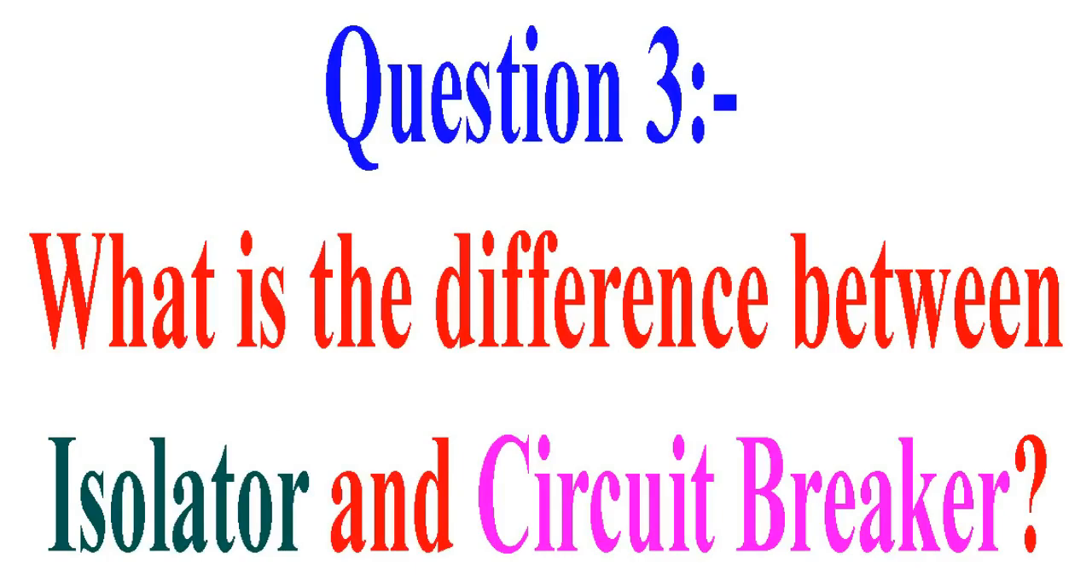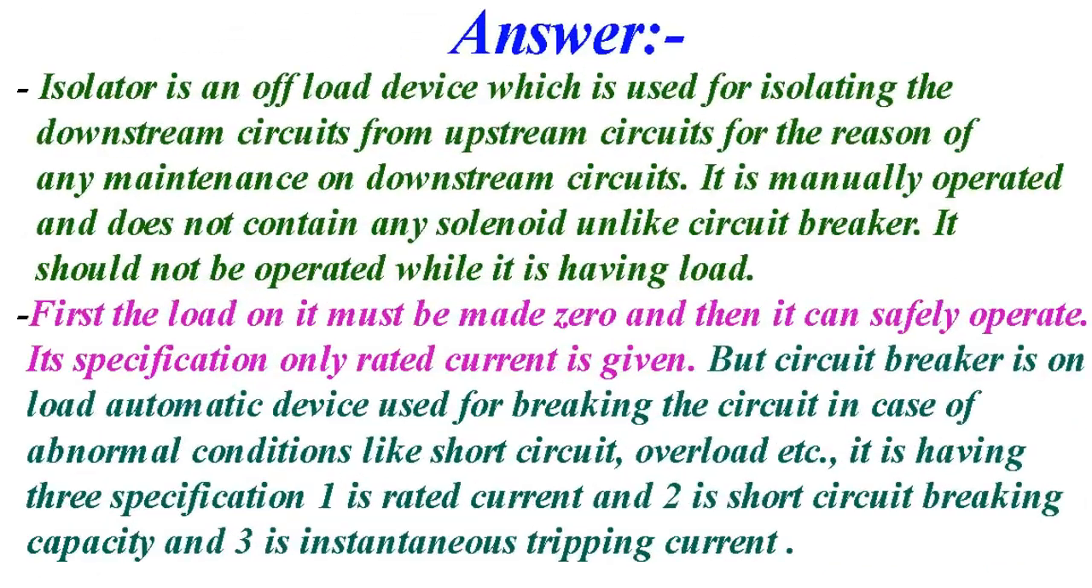What is the difference between isolator and circuit breaker? Isolator is an off-load device which is used for isolating the downstream circuits from upstream circuit for the reason of any maintenance on the downstream circuit. It is manually operated and does not contain any solenoid unlike circuit breaker. It should not be operated while it is having a load. First, the load on it must be made zero and then it can safely operate.